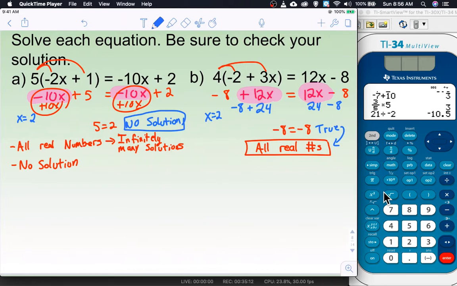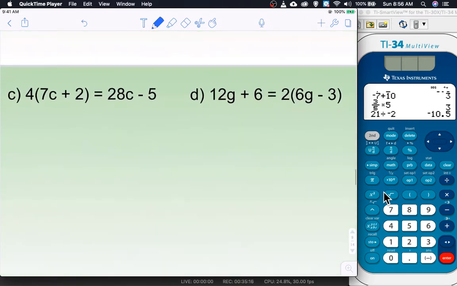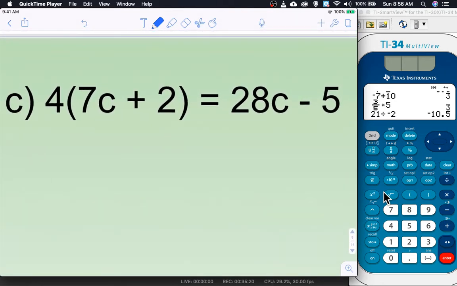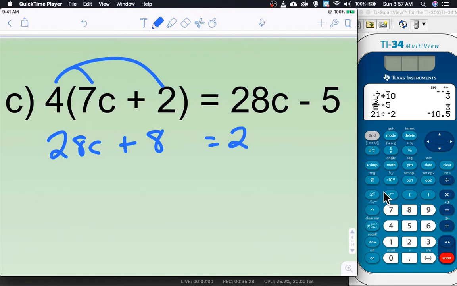So when we move on to the next few problems, you feel free to refer back to this if you need to. Now, I'm going to start going a little bit quicker because I've droned on quite a bit so far. So distribute. 28c plus 8 equals 28c minus 5.